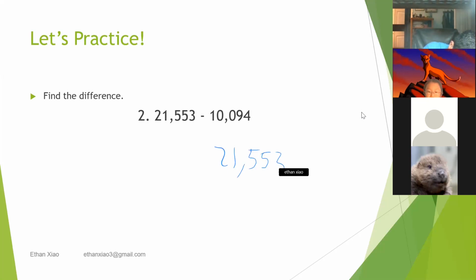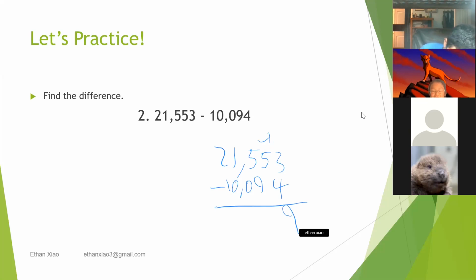21,553 minus 10,094. 3 minus 4, we can't do that. So we add 10 to 3, which makes it 13, and 13 minus 4 is 9. We subtract 1 from 5, which makes it 4. 4 minus 9, we just add 10 to 4, which makes it 14.